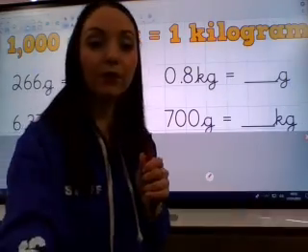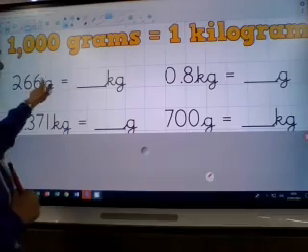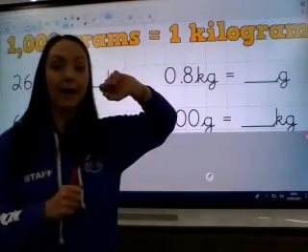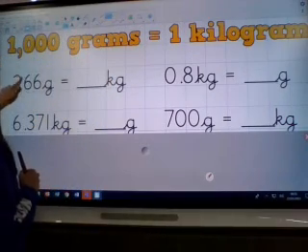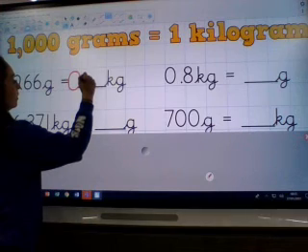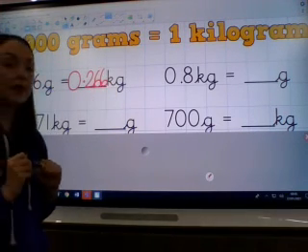Okay, so hopefully you have all had a good go at those then. Let's have a look together. So 266 grams to kilograms. So we are dividing it by 1,000. So that one would be 0.266, wouldn't it? Yeah? Okay.